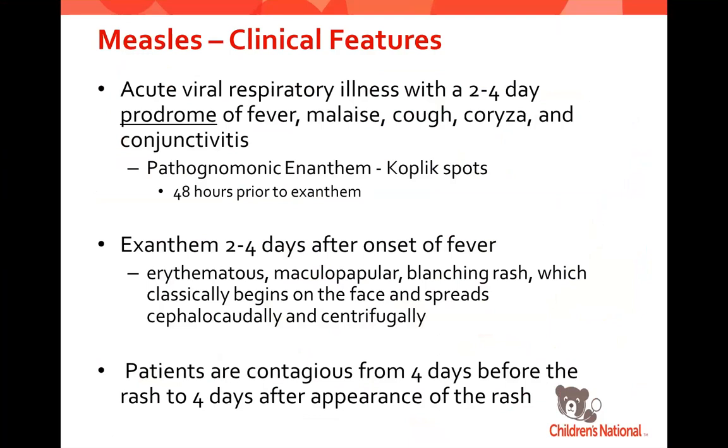So then after our fever begins, 2 to 4 days later, we'll typically have the rash that we see with measles, and it's a classic erythematous maculopapular blanching rash that classically begins on the face and then spreads from the head down and also outwards to involve the neck, so from the face to the neck to the upper trunk to the lower trunk and then to the extremities.